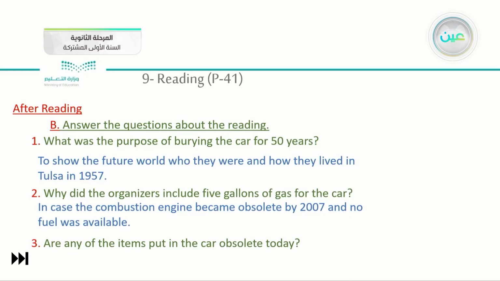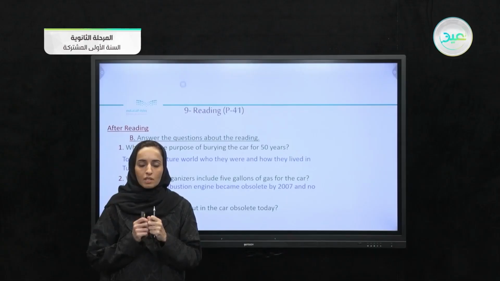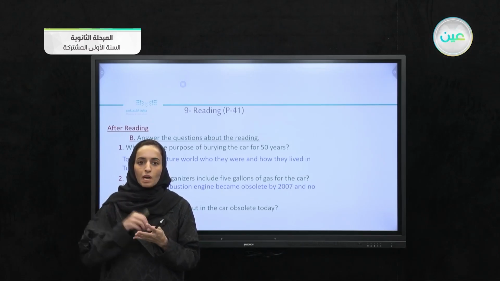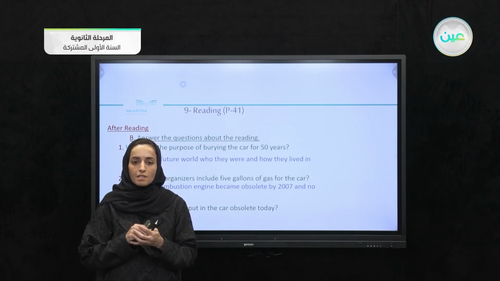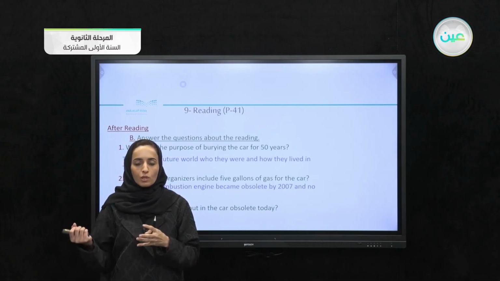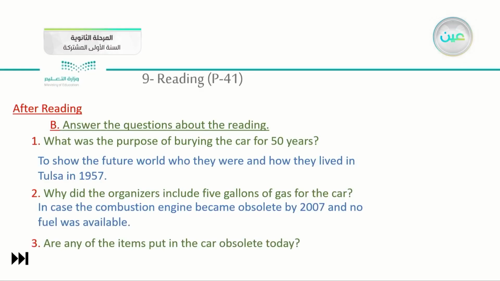So how did the car work in 1957? A combustion engine that will be fueled and powered by the gas. So they thought, we want it to work in 2007. Maybe they will not have fuel, and this is for them.